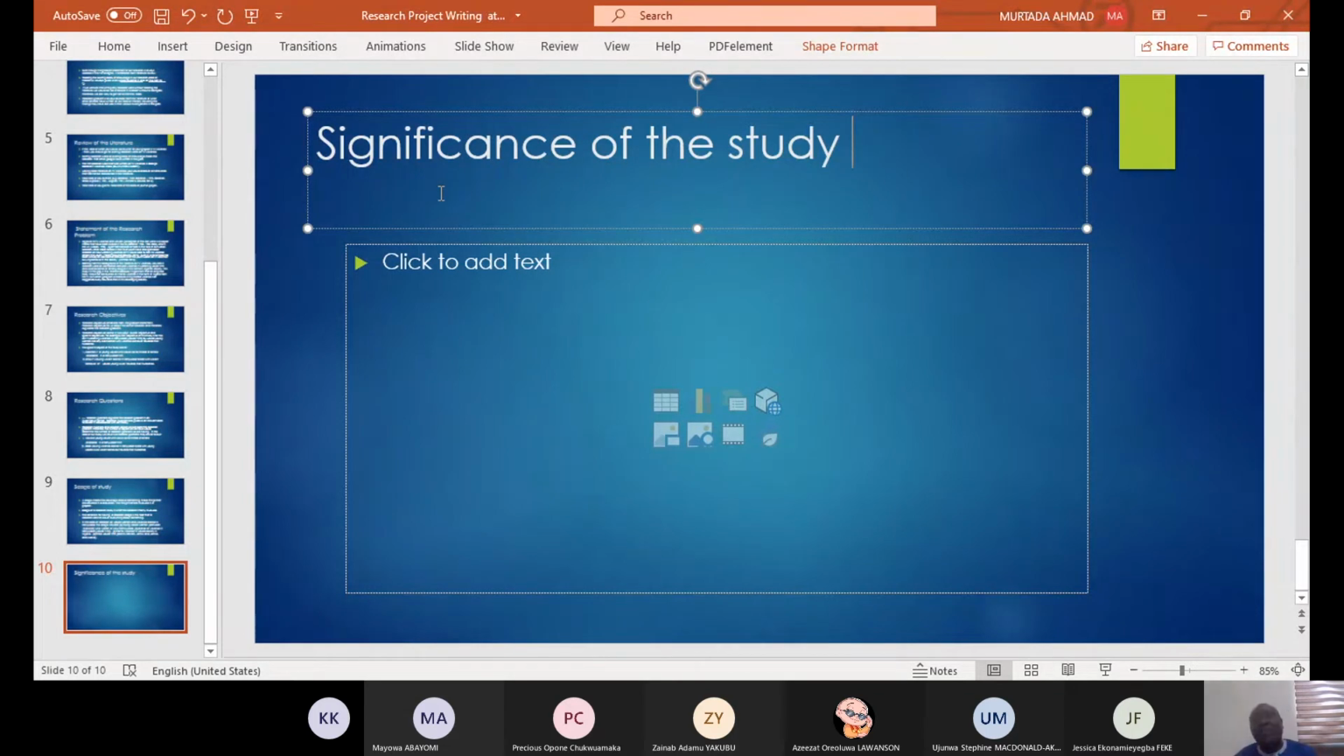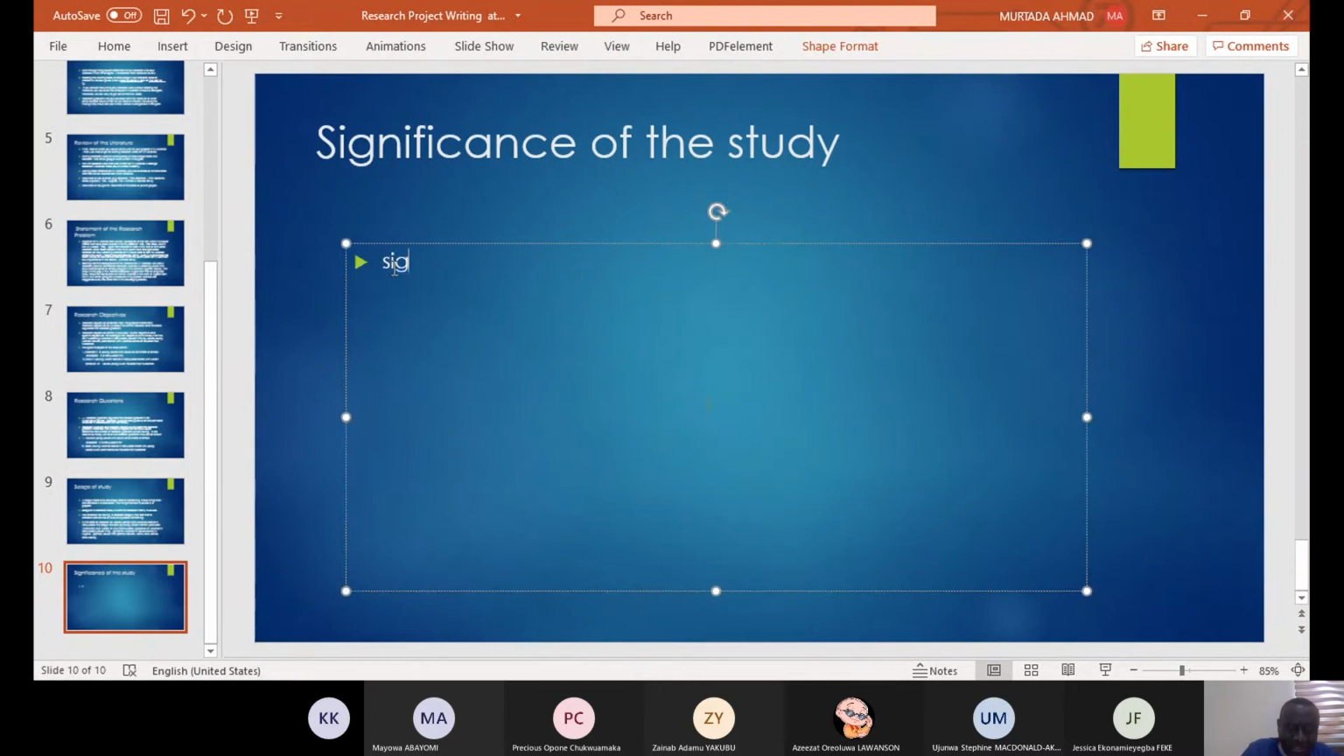Most of the things you see in chapter 1, especially problem statement, the engine room, does not emerge all by itself. It is given back to by the mother called literature review. Now, I want to talk about significance of the study.